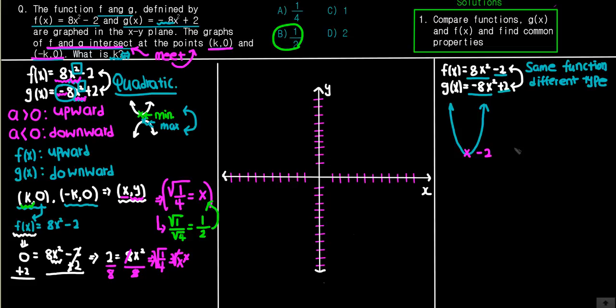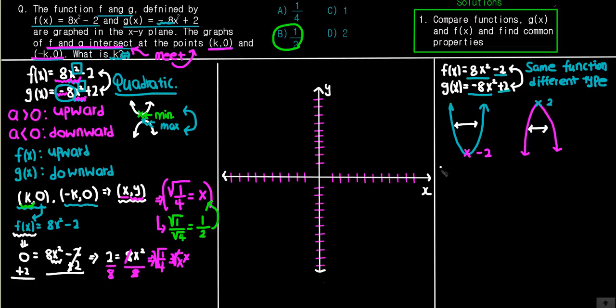But for g of x equals negative 8x squared plus 2, it is going to be the opposite of ax squared minus 2, and it is going to look something like this. But the maximum point is going to be a positive 2. And they are the same function, which means the y of our graph is going to be exactly the same.